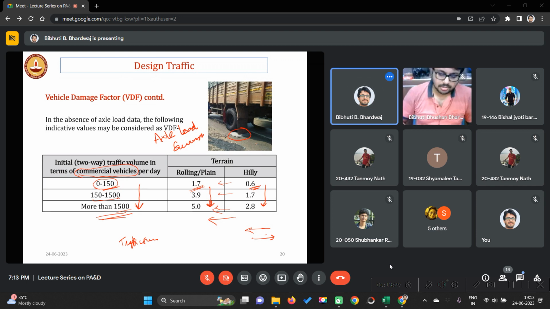So that's why the VDF is low. Okay, but if the CVPD is more, then there is a chance that it is either an NH or expressway.